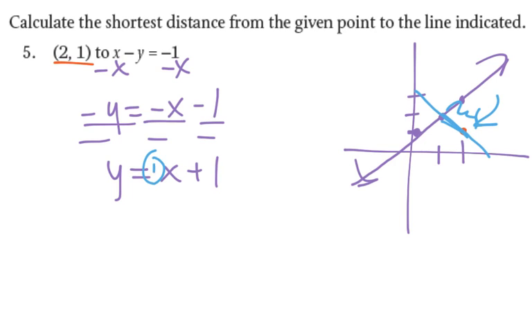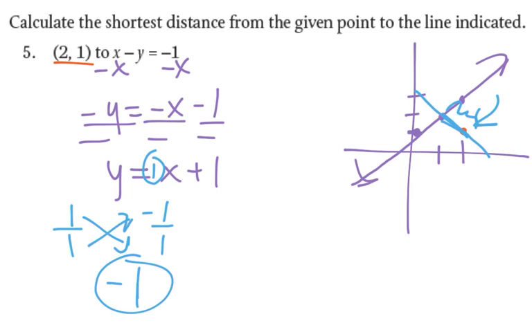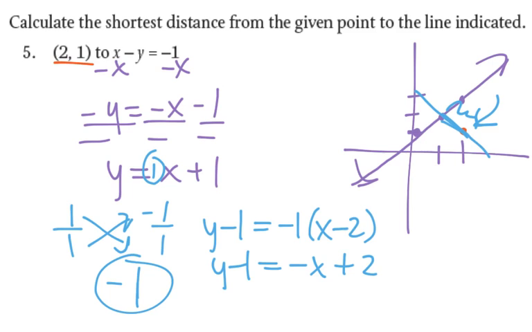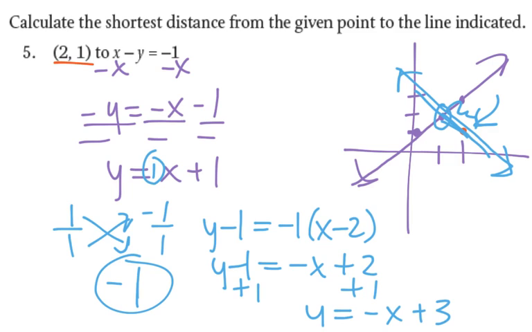So, slope of 1 be 1 over 1, we swap it. 1 over 1, we make it negative, so our slope is negative 1. Okay? So then I go y minus 1 equals negative 1 times x minus 2. Y minus 1 equals negative x plus 2. Add 1. We get y equals negative x plus 3. Okay? So, that's this line. So now we find out where they intersect right there. Okay? Which would be 1, 2.